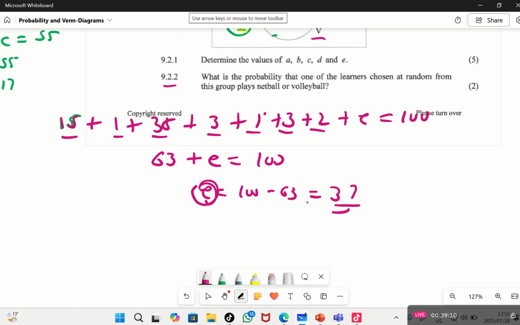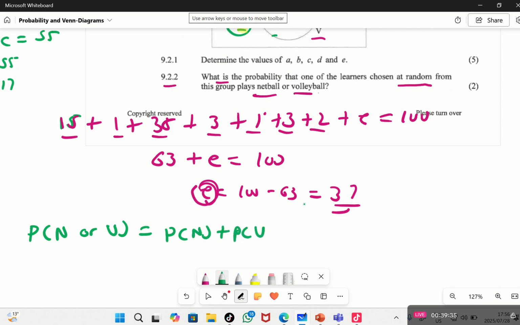Let's do the last question. So it says, what is the probability that one of the learners chosen at random from this group plays netball or volleyball? Probability that you choose a student at random from the school. What is the probability that the learner plays netball or volleyball? And I told you that the classical probability is probability of N or V will be probability of N plus the probability of V, minus the probability of N and V.